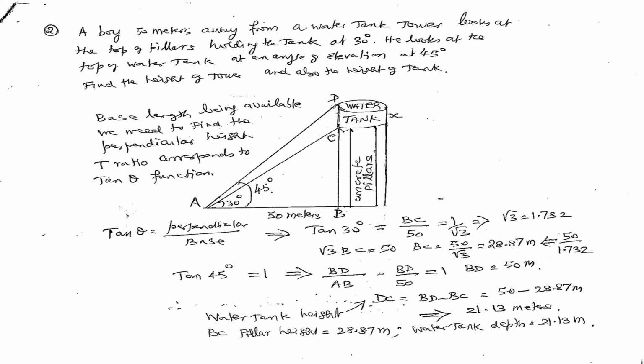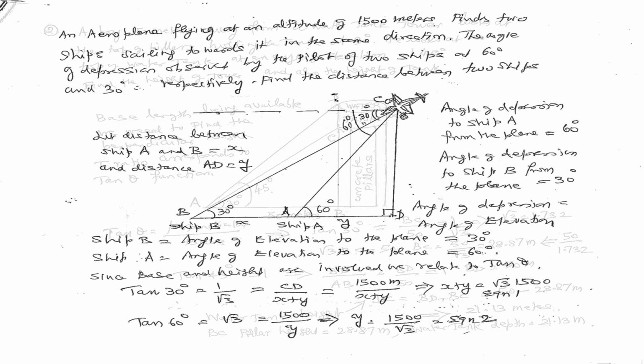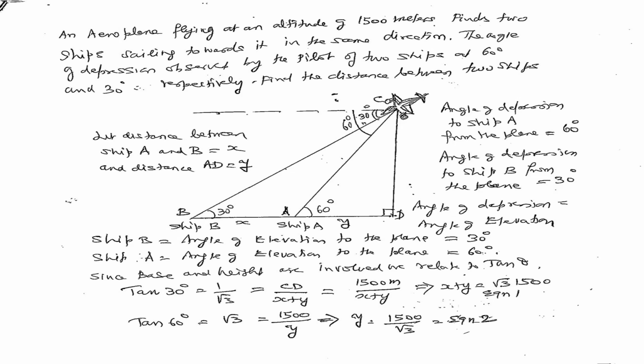Water tank height, therefore, DC is equal to BD minus BC, which is equal to 50 minus 28.87, which is equal to 21.13 meters. Concrete pillars height, thus 28.87 meters. Water tank depth, 21.13 meters.